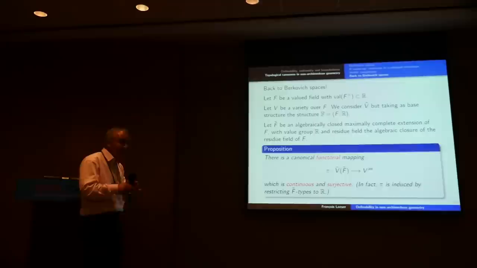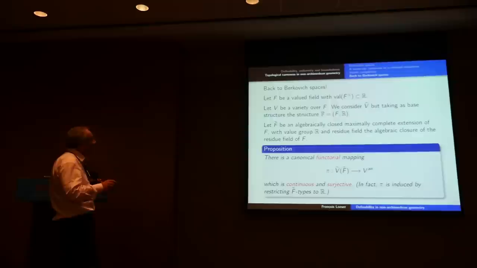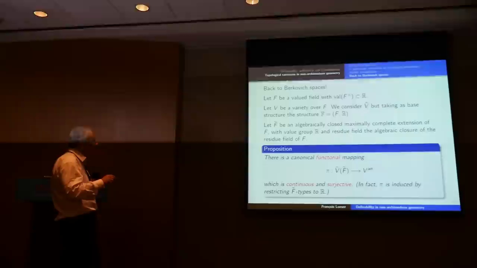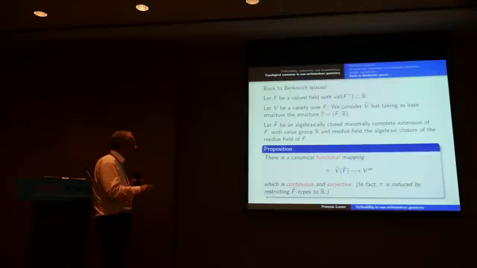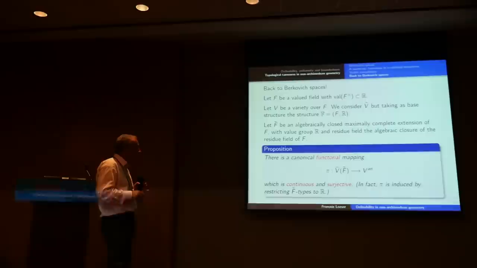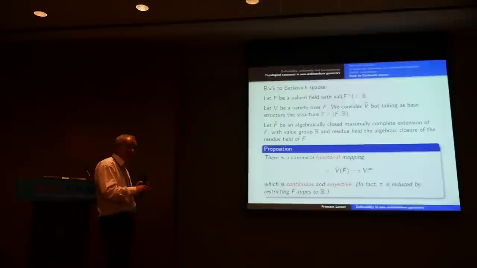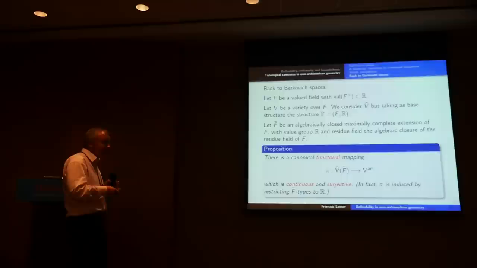And now back to Berkovich spaces for the very last minute. So if I start now with a valued field where the valuation is rank one, so contained in the real numbers, and we consider the space, but not with parameters in F, but we take a slightly different structure. If we consider F tilde, which is an algebraically closed, maximally complete extension of F, then we have a natural functorial mapping of the F tilde points of V hat to V^an, which is continuous and surjective, and this is what does the deal. So if we have proved nice results about V hat, we can transfer them to V^an. But you see the main difference between V^an and V hat is that V^an is an actual topological space and V hat is a pro-definable space, so it is really a functor, so it is in some sense easier to deal with.